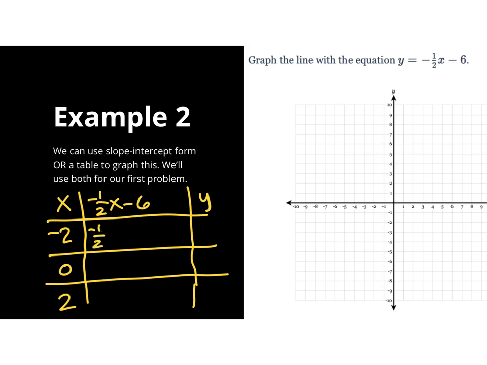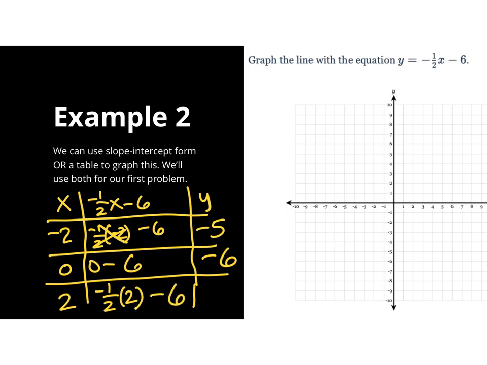So negative 1/2 times negative 2 minus 6. Well, negative 1/2 times negative 2 cancels out and gives me positive 1. 1 minus 6 is negative 5. 0 times negative 1/2 is just 0. So I'll have 0 minus 6, which would be negative 6. And then negative 1/2 times 2 minus 6. This would give me negative 1 minus 6 would be negative 7. So let's plot those points. So negative 2, negative 5, 0, negative 6, and then 2, negative 7.